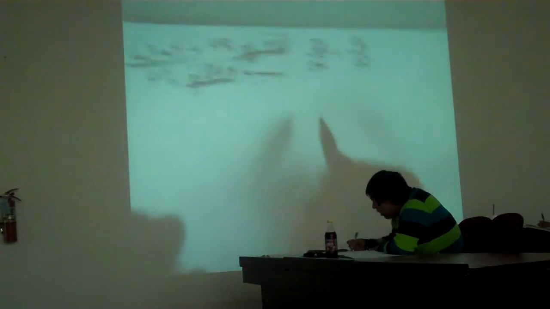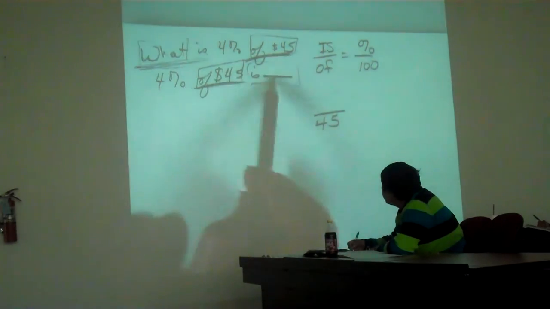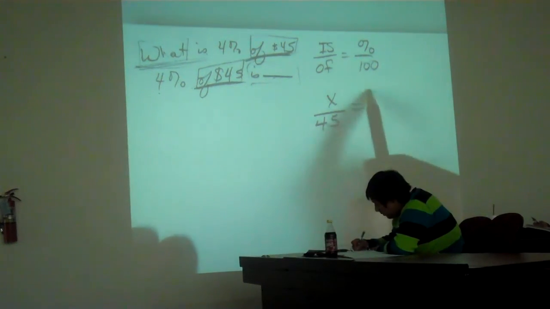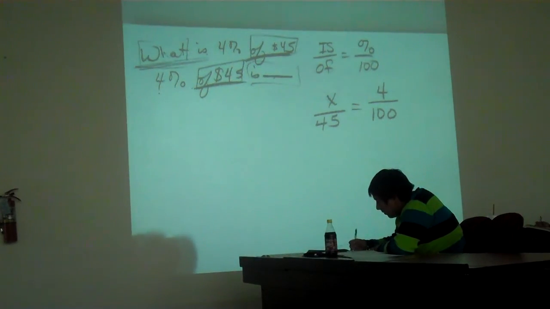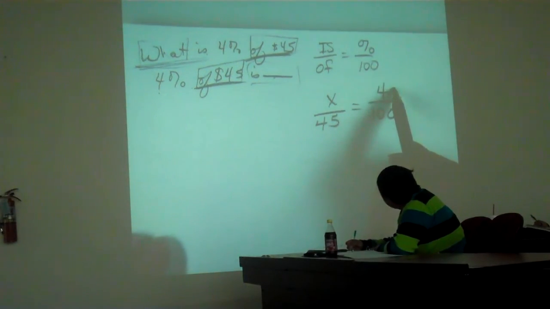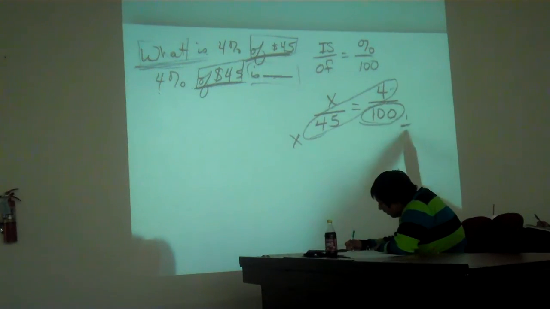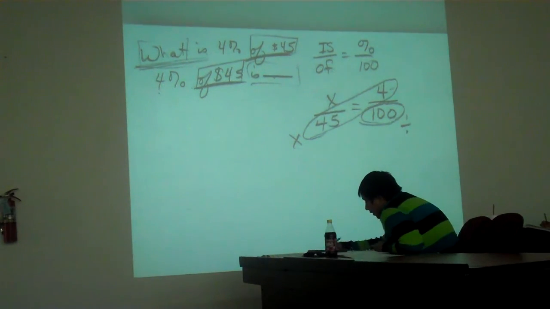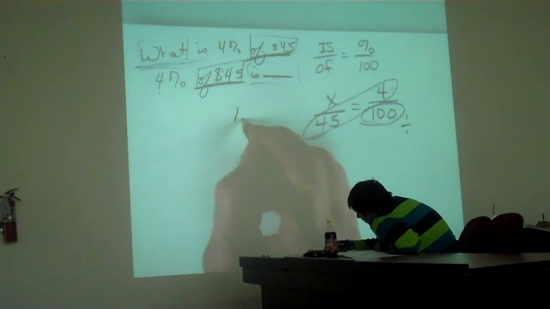45 is the of. The is is the part you don't know. The percent is 4. And you put it over the 100 because percent means out of 100. Don't put the percent sign here, just the 4. Okay? Now you multiply these two numbers, divide by 100. Same thing we've been doing. 4 times 45, divide by 100. And what do you get?